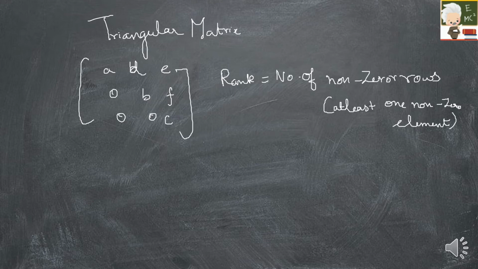Again, I'll give an example. 1 0 0, 2 2 0, and 3 4 3. Can you guess what the rank is here?